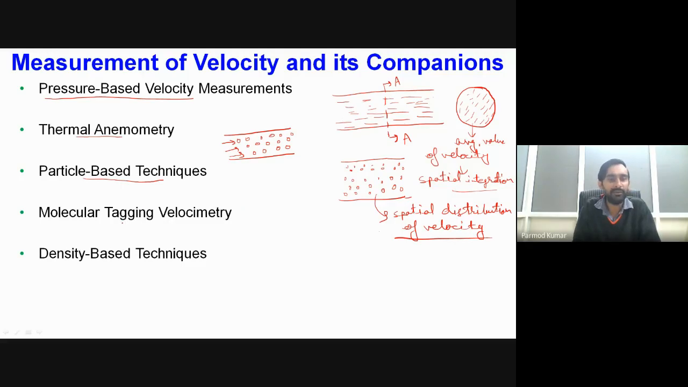Then we may have one more method, which is molecular tagging velocimetry. This type of method is applicable when we have very, very small length scales of our flow field. In that case, the motion of individual molecules can be tracked in order to obtain the velocity field. Then there are certain other techniques based on density based measurements. Particularly, these techniques are mainly applicable when we have variation of the density inside our flow field.